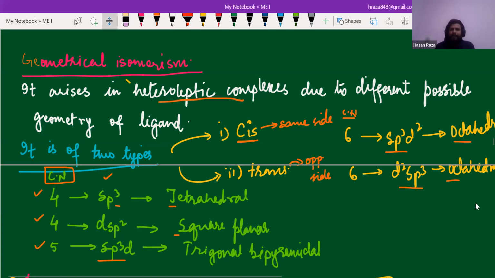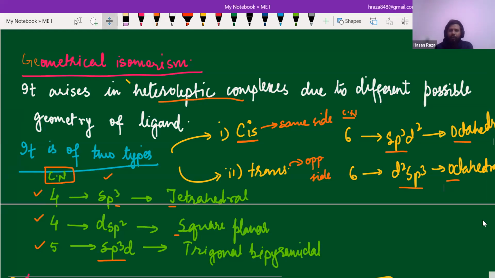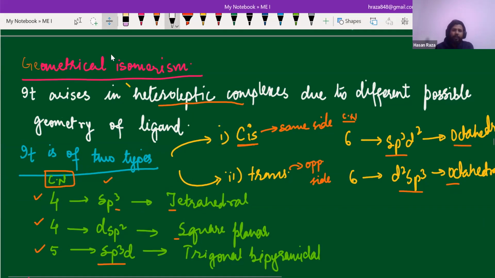Now see, for geometrical isomerism we need to study only these two, square planar and octahedral. Wait a minute, it's hanging.